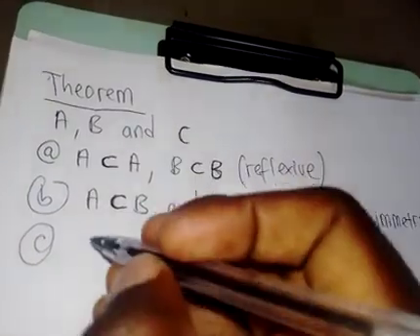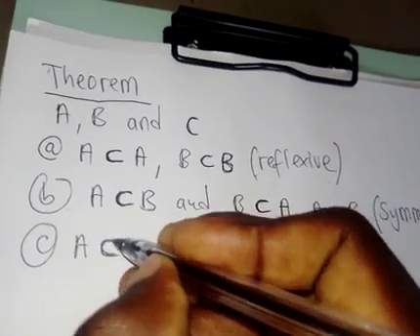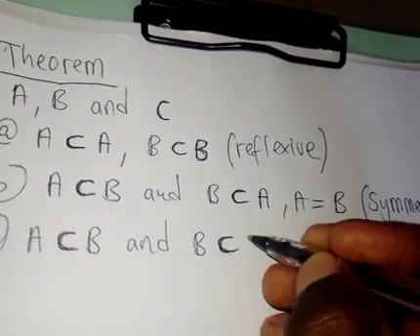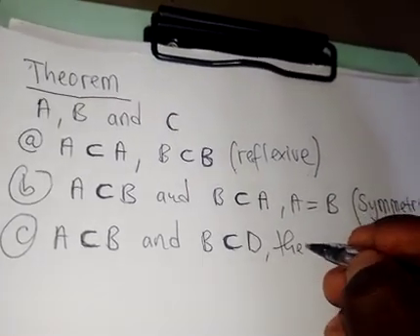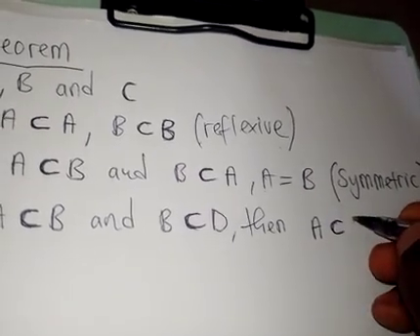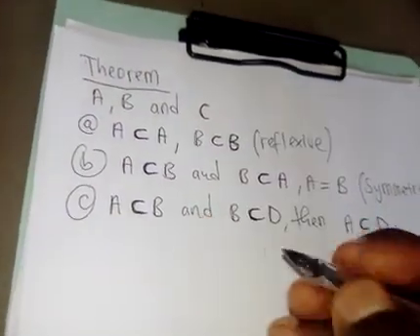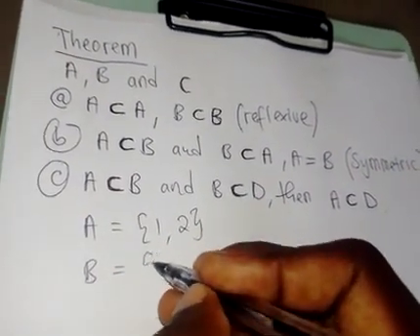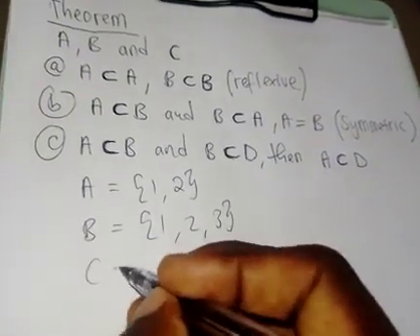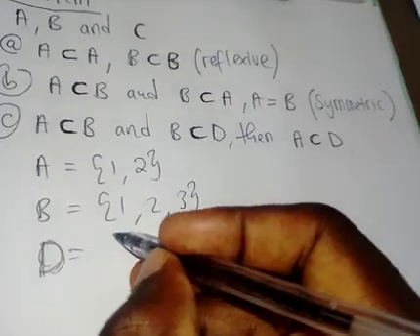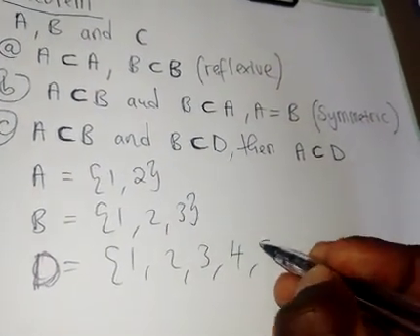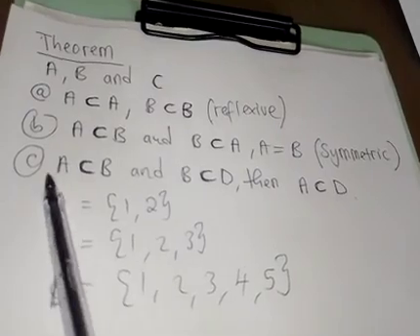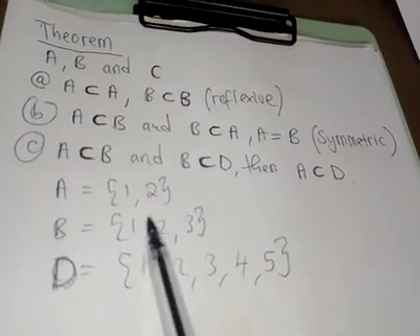Then the last one, if we have A being a subset of B and also B being a subset of another set, let's say D, then we can actually say A is a subset of D. This is true. Let's try to demonstrate. If you have set A having the elements 1 and 2, then set B having the elements 1, 2, and 3, and set D having the elements 1, 2, 3, 4, all the way up to 5. So if we check the first statement there, A is a subset of B. What does it mean? Meaning all the elements of A are also found in B. 1, 2, 1, 2, like that.